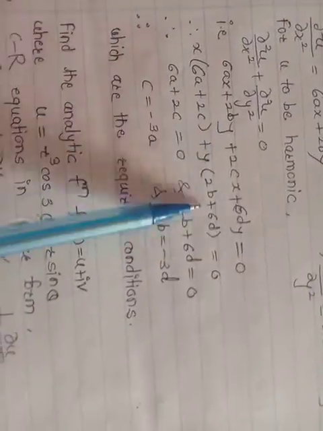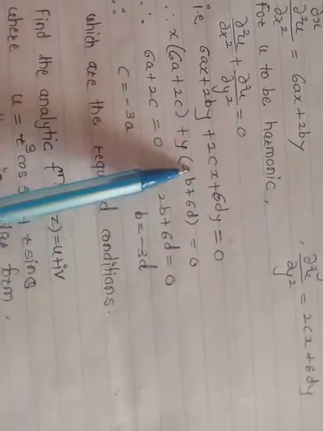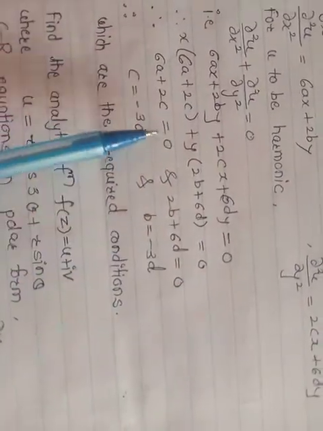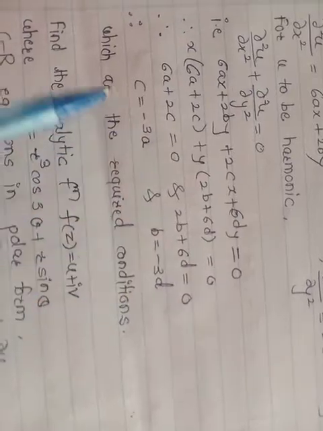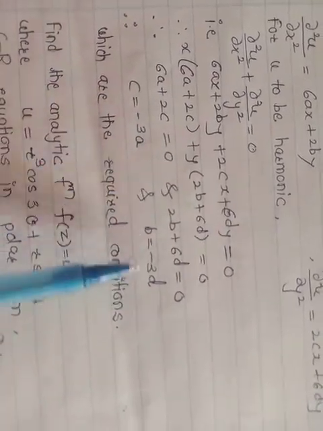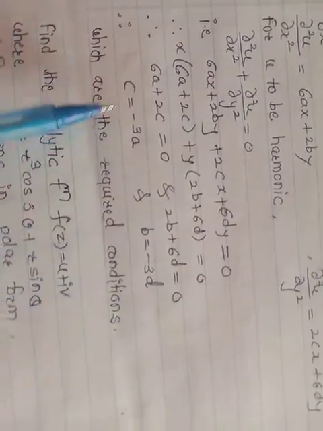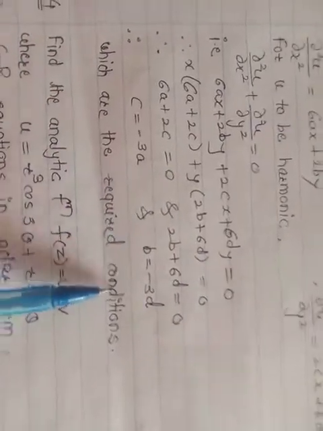From this, if we separate out the terms x into something plus y into something equal to 0, and after solving these two simultaneous equations, we get c is minus 3a, b is minus 3d, which are nothing but the required conditions.